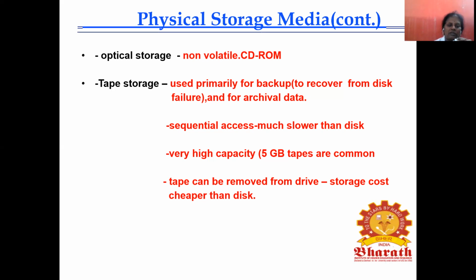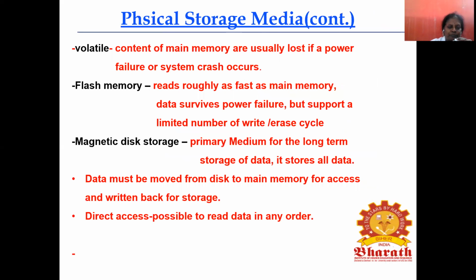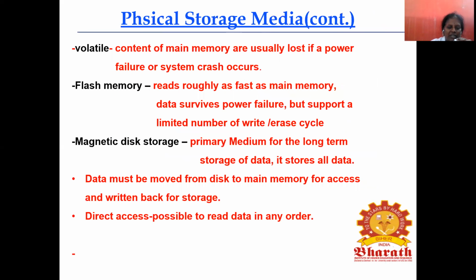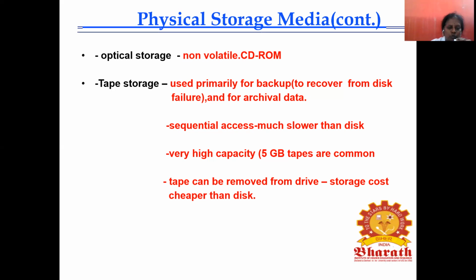So these are the physical storage devices used in the system: cache memory, main memory, flash memory, magnetic disk storage, optical storage, and tape storage. They are classified according to usage.